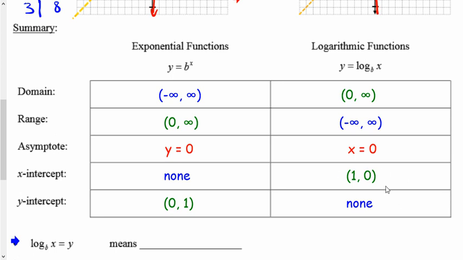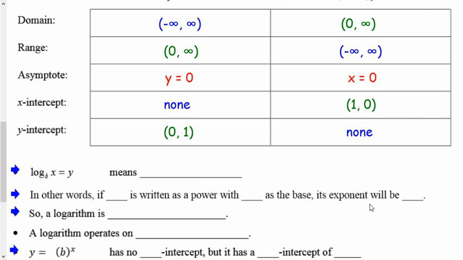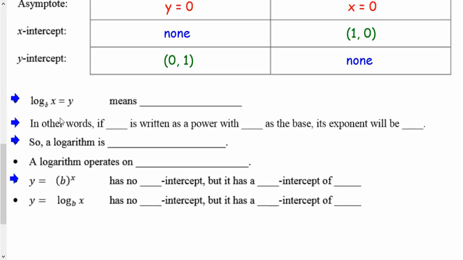Well, a little bit more information about logarithms. Log base b of x equaling y means exactly the same thing as b to the y equals x. So here I'm not saying that these are inverses, I'm saying that these are exactly the same.